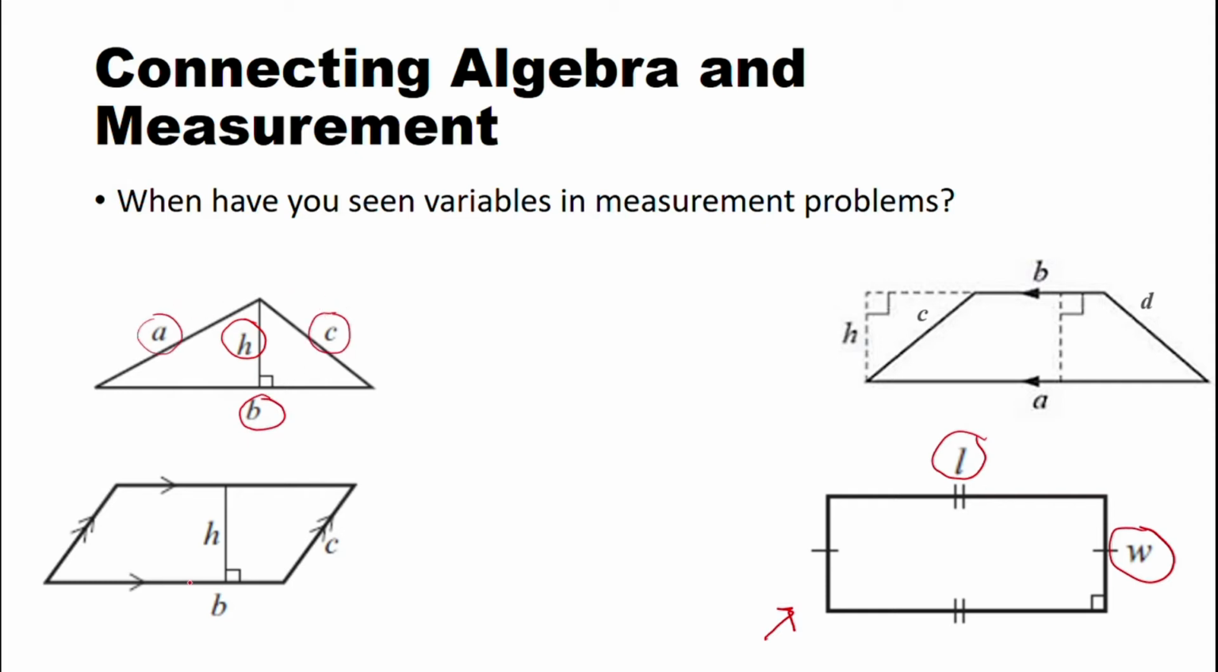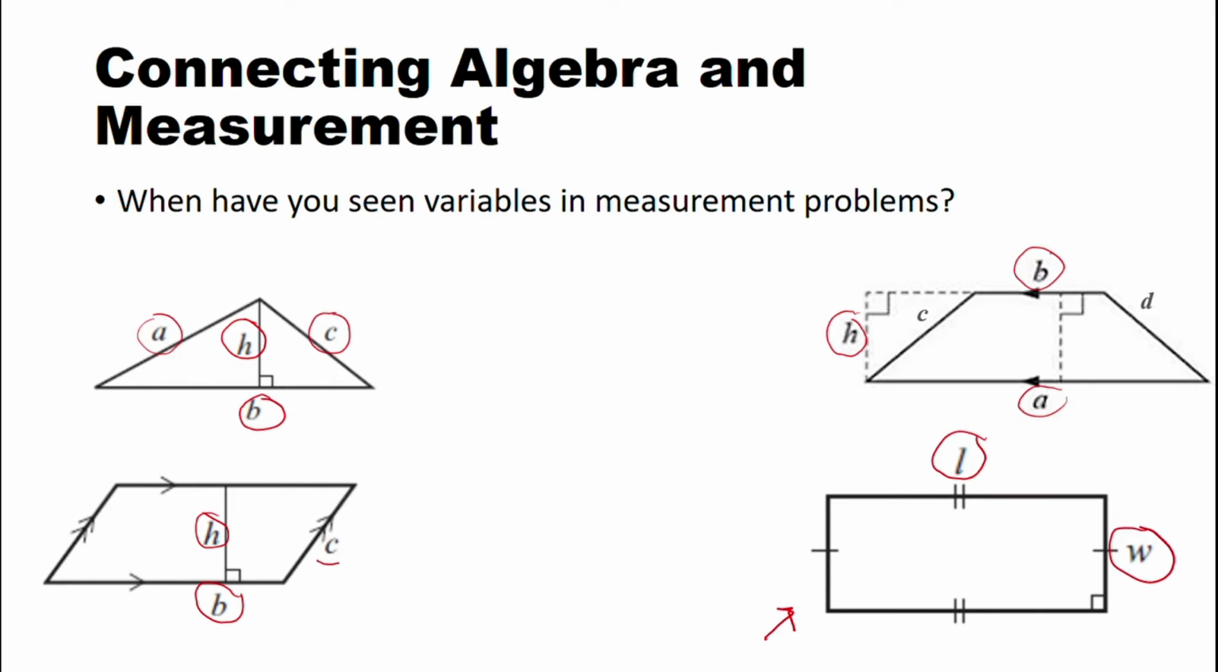In a parallelogram, again, we had the base and the height, which we know is important for some other stuff later on, and then we have this other side, C. Over here at the trapezoid, again, we have this height, which we can see is inside and outside the shape, and then we have two bases, a top and a bottom. So we've been using variables to show different parts of shapes for a long time.